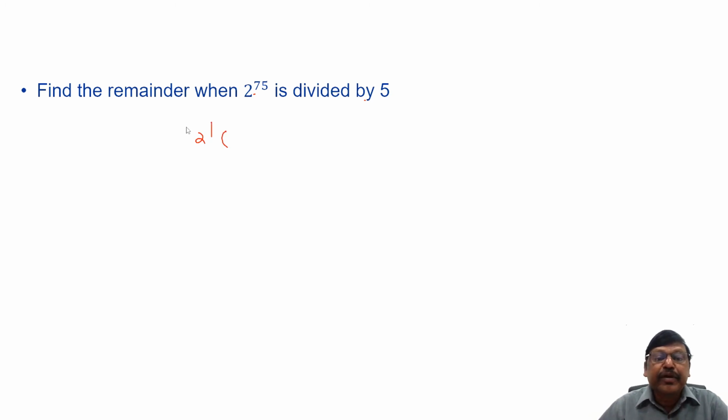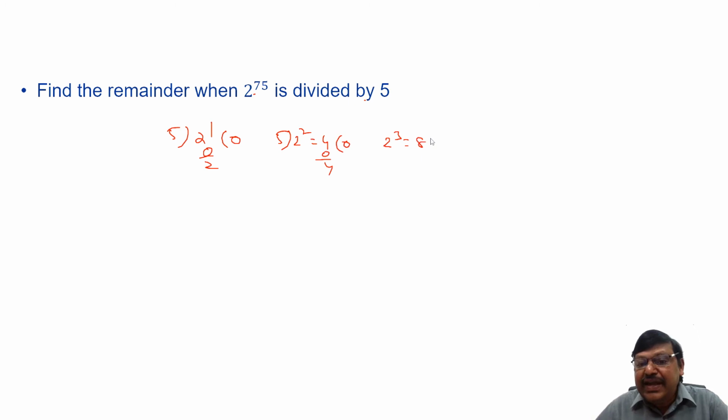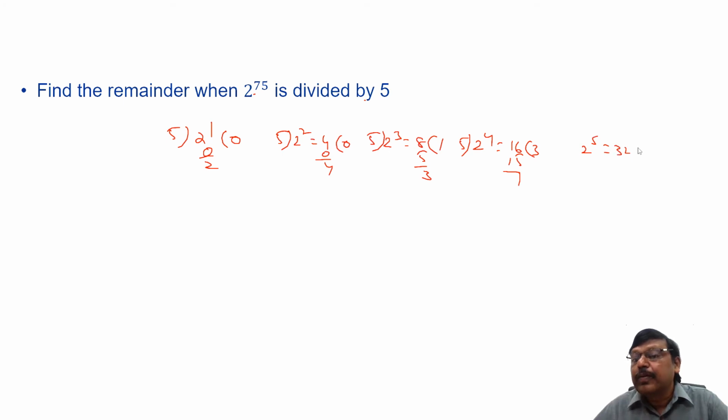2 power 1 divided by 5, 5 zeros, remainder 2. 2 square is 4 divided by 5, again 5 zeros, remainder 4. 2 cube is 8, 5 ones are 5, remainder is 3. 2 power 4 is 16, 5 threes are 15, remainder is 1. 2 power 5 is 32, 5 sixes are 30, remainder 2. You can observe 2, 4, 3, 1, again 2, 4, 3, 1. Every 4 places the remainder is repeating.